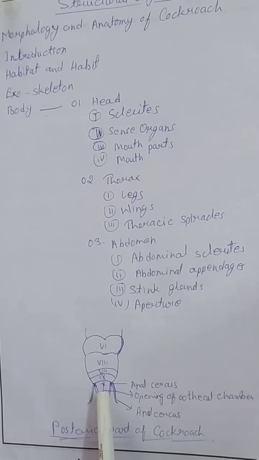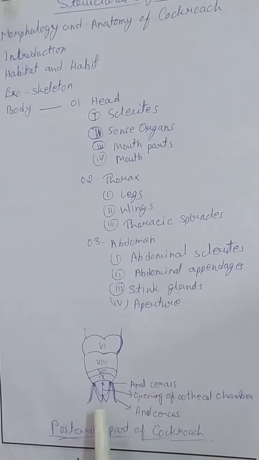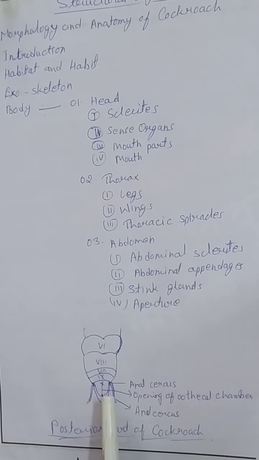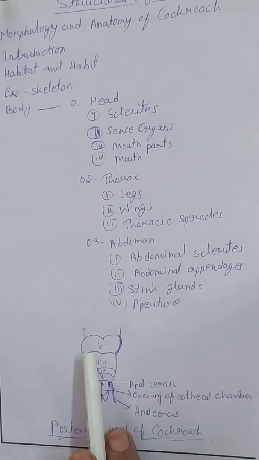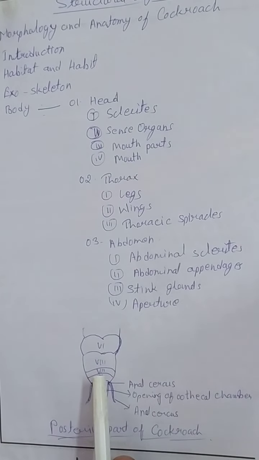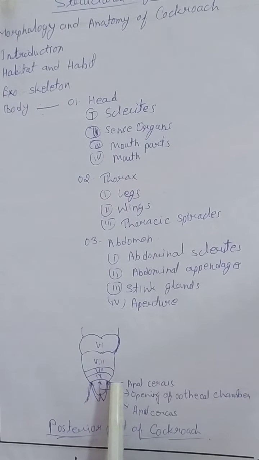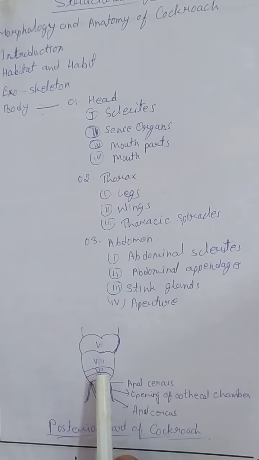It bears abdominal sclerites, abdominal appendages, stink glands, and apertures. So first, abdominal sclerites. A typical abdominal segment is covered by four sclerites: a dorsal tergum, a ventral sternum, and two lateral pleura. The abdomen in both male and female cockroach consists of 10 segments.